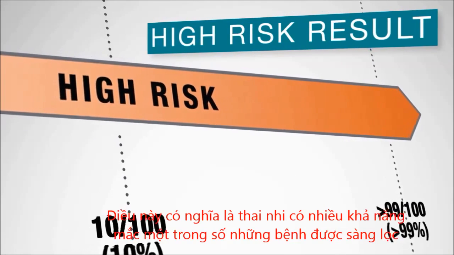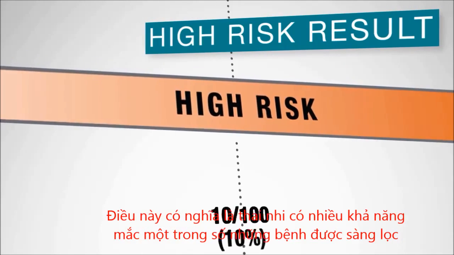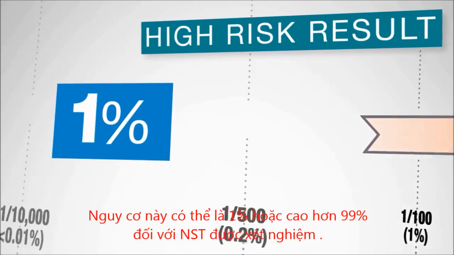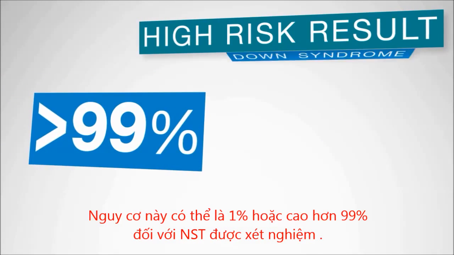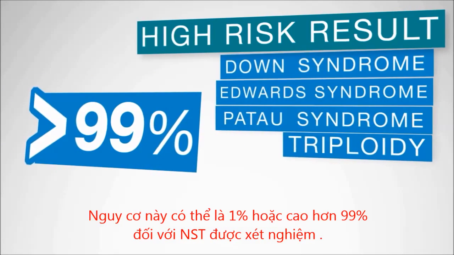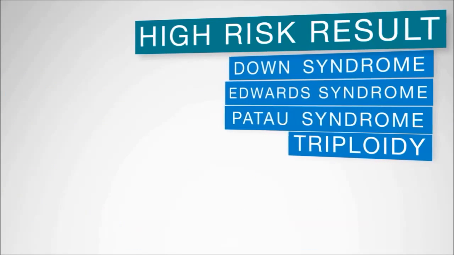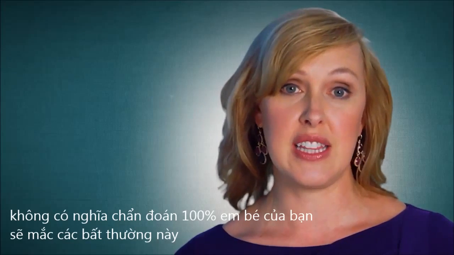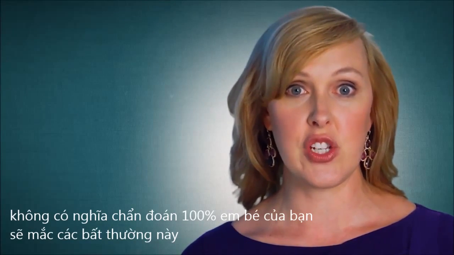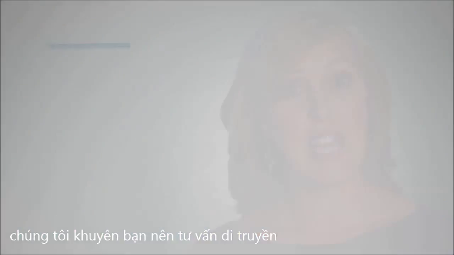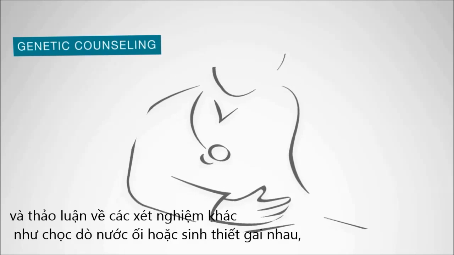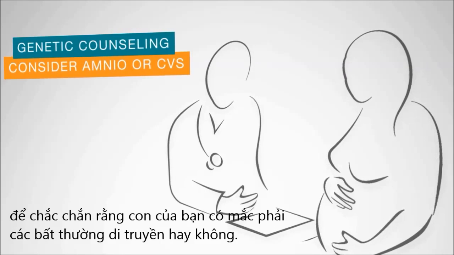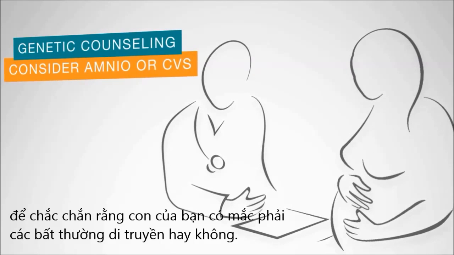The second type of result is a high-risk result. This would mean the baby you are carrying is at a higher risk for one of the conditions listed on the report. This risk could be 1% or as high as greater than 99% that that particular condition is present. Because it is just a screening test, this does not mean that it's 100% likelihood that your baby has this condition, so we do recommend genetic counseling and discussing testing like amnio or CVS with your doctor or healthcare provider to determine whether or not your baby has this condition.